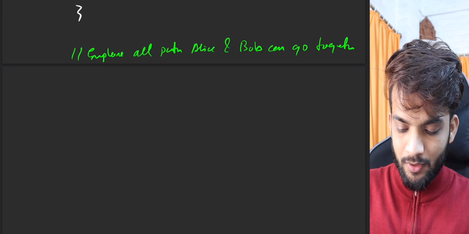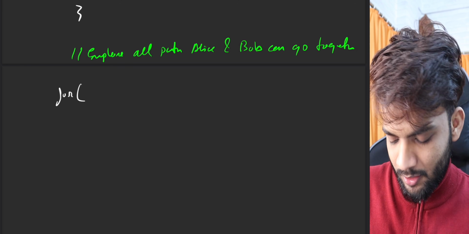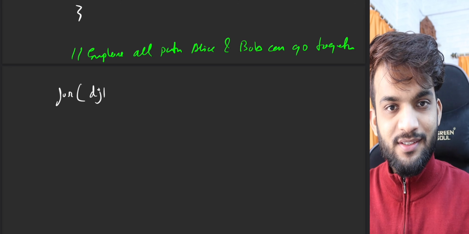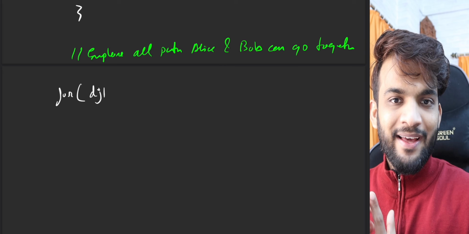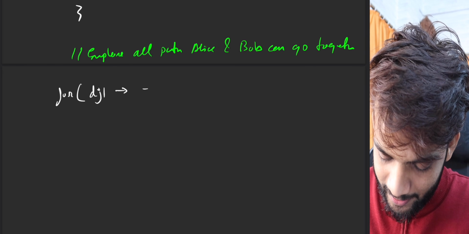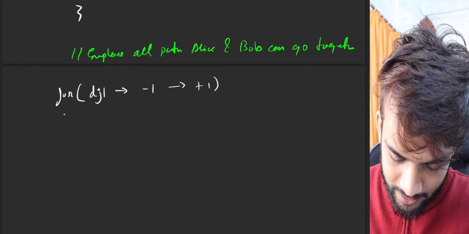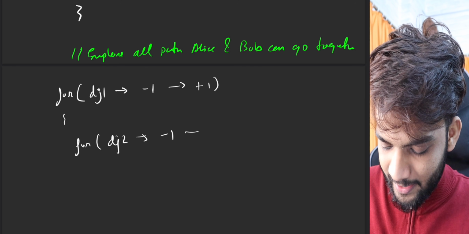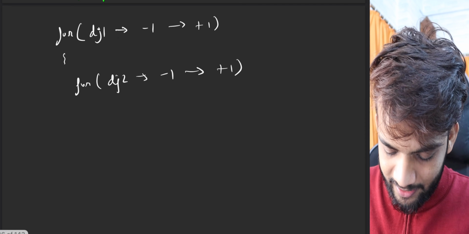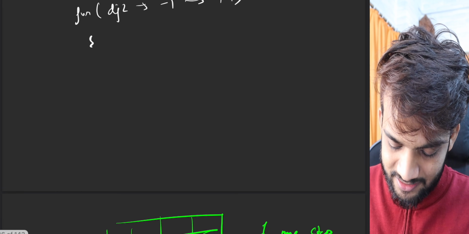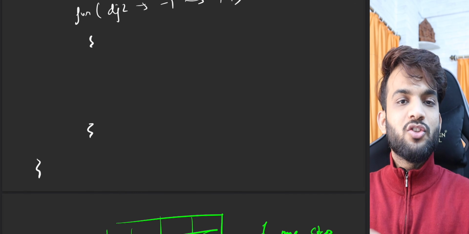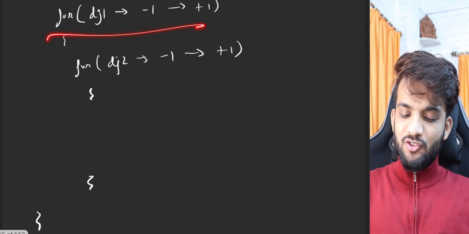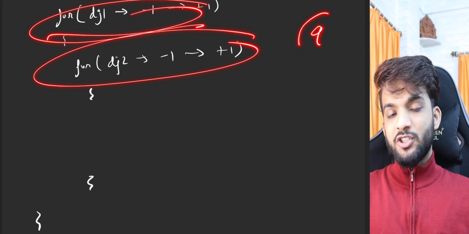Let's explore them. So probably you can write dj1, which is the change in column of Alice that goes from minus 1 to plus 1. And I can say dj2, which is Bob's change, which is minus 1 to plus 1. And now inside of this, there will be the paths which will be considered. So we have written the for loop that generates all the 9 possible paths.